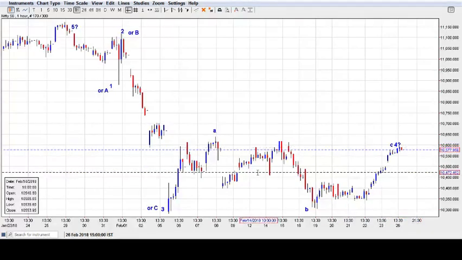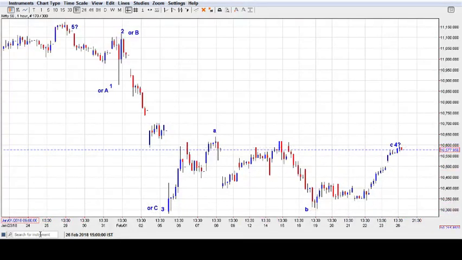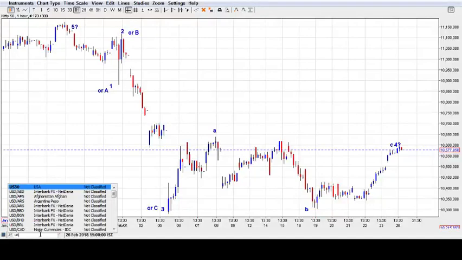All right. Okay, let's start off with the dollar INR chart.